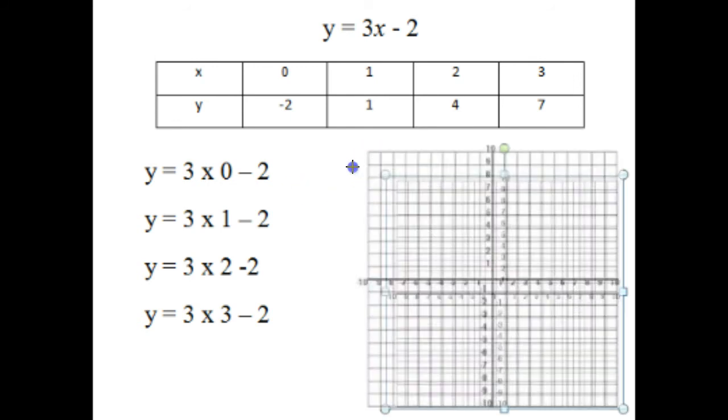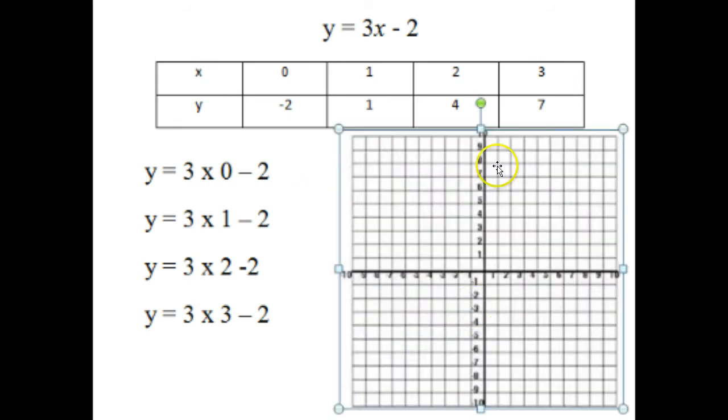Okay, now let's have a look at plotting these points on our graph. So here's a Cartesian plane, or a number plane. Okay, we have our x-axis and our y-axis, and we're going to plot these points. So the first one is when x is 0, y is minus 2. So I'm going to put a little point there. When x is 1, so that's here, y is 1. When x is 2, y is 4. So down to 2, up to 4. And when x is 3, y is 7.